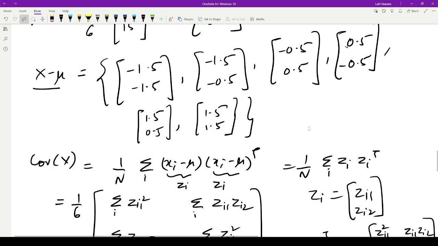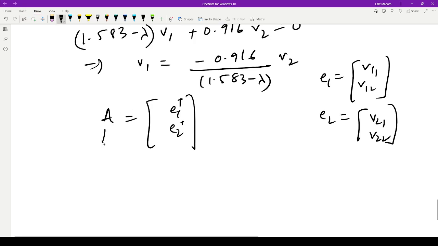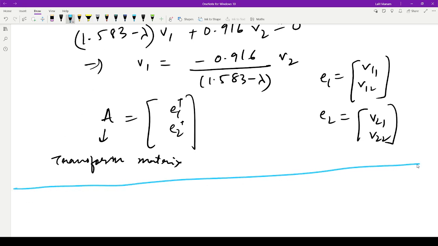Okay. So this is the transform matrix. If someone asks you for the transform matrix, you have to get this matrix. Else, if someone asks you to find the transform of the set of points, you have to multiply this with all the data points. Okay. So given this, we'll move on to the next one.